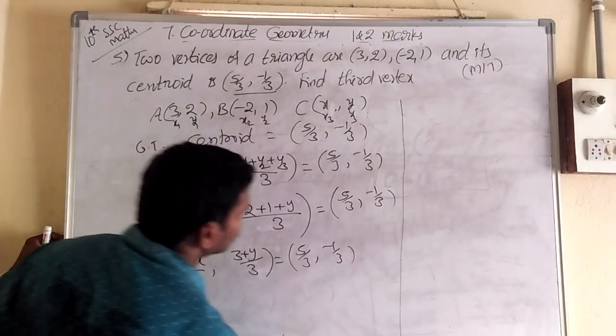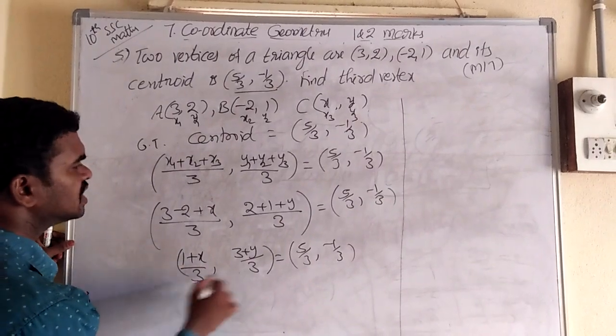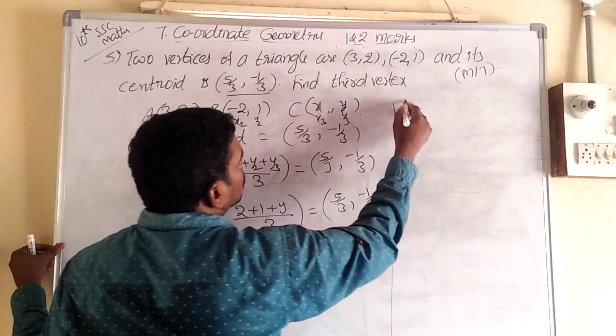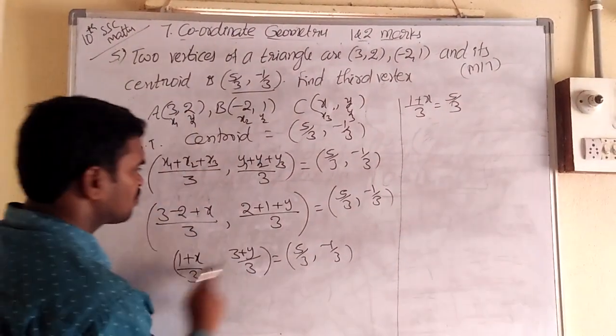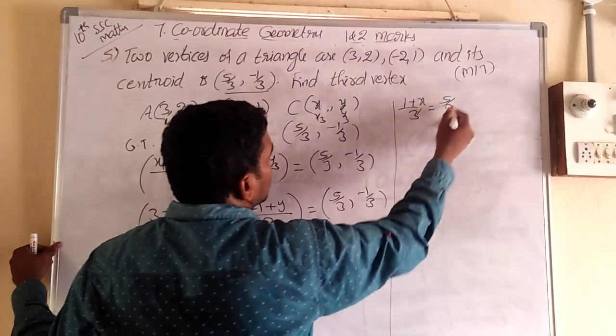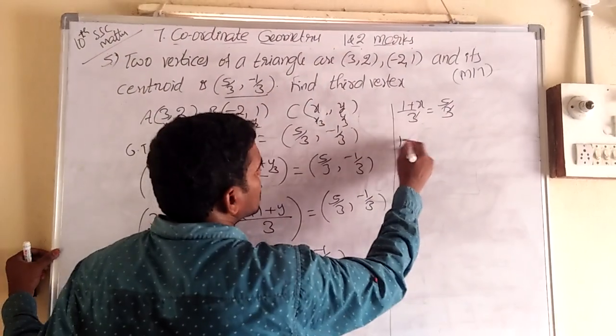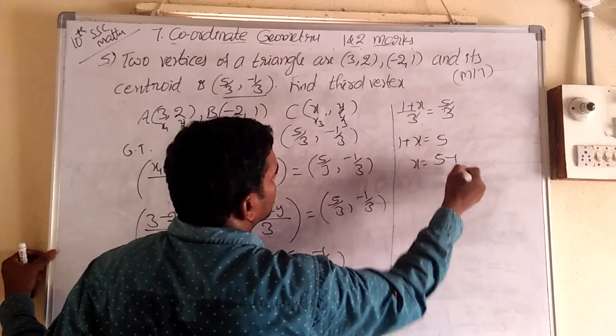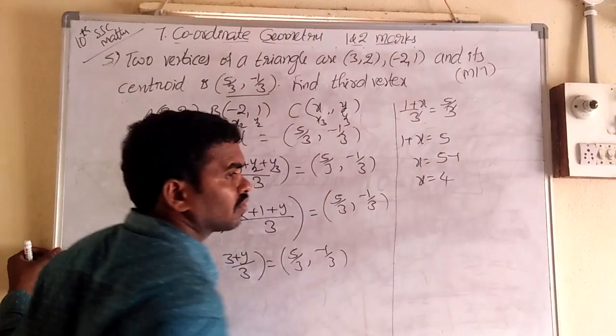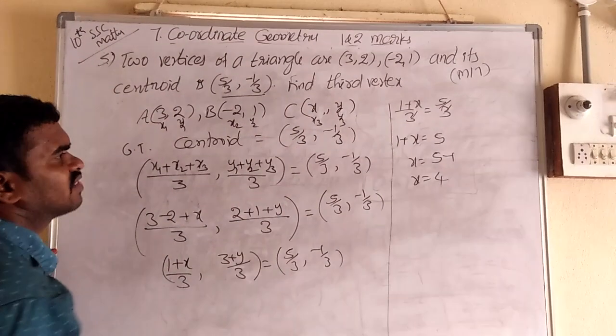So now 1 plus x by 3 is equal to what? 5 by 3. First equal. So in both sides denominators are same, cancel. So 1 plus x is equal to 5. Then x is equal to 5 plus 1 centroid, it becomes minus 1. X is equal to 4. So third vertex x value, got it.